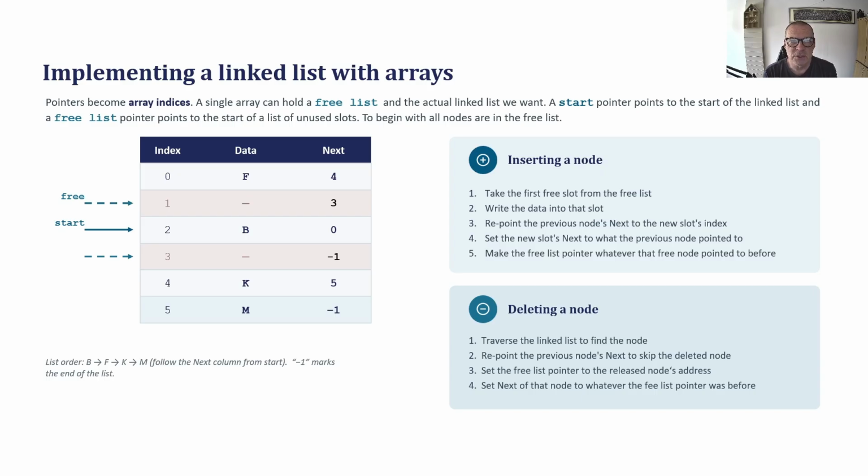So if we want to insert a node into this, then first of all what we need to do is find where the next free node is, which is indicated by the free list pointer. So we take that slot, we use that one. So if we were adding a new one in this example, we'd be going into index location number 1, and we'd be reusing that one. So we'd write our data in there into index position 1 where it says data, and then we've got to repoint the previous node's next to the new slot.